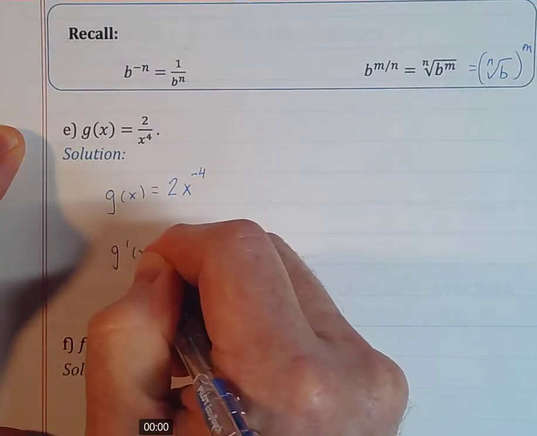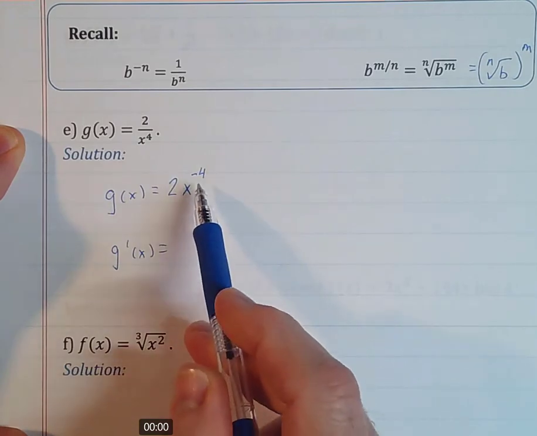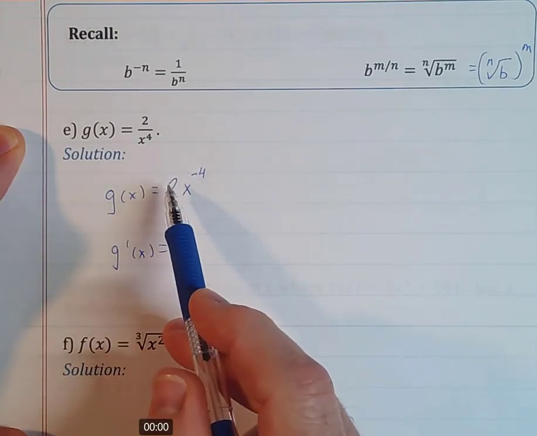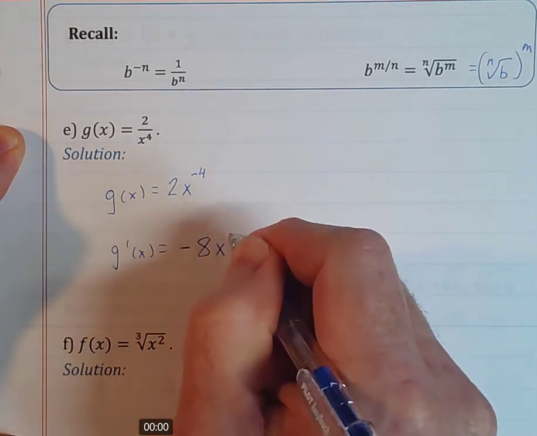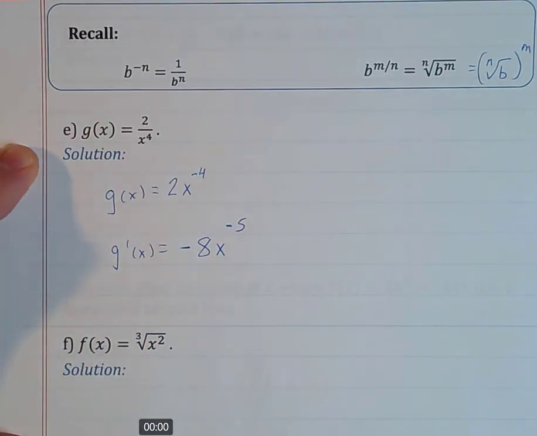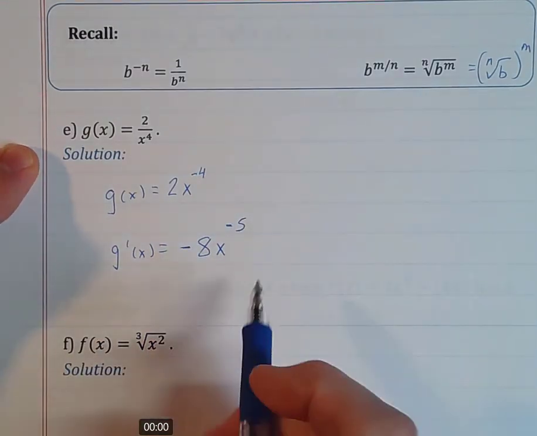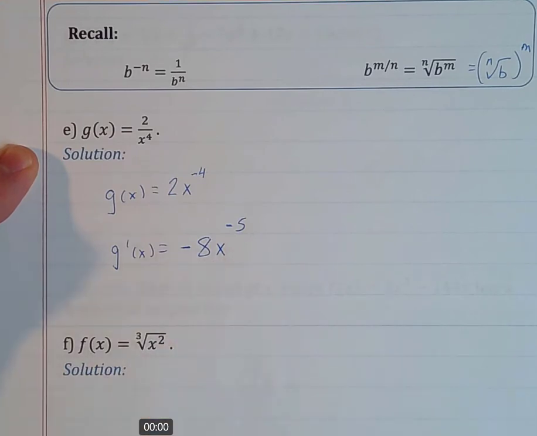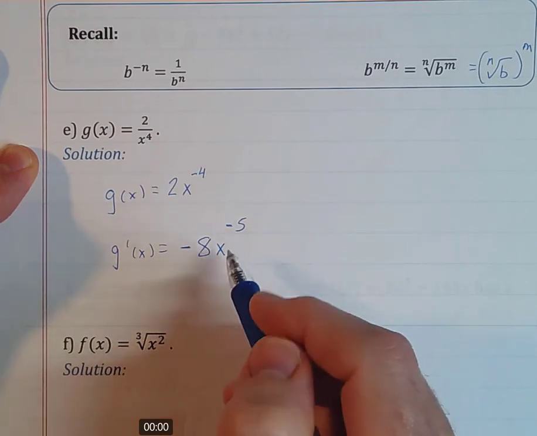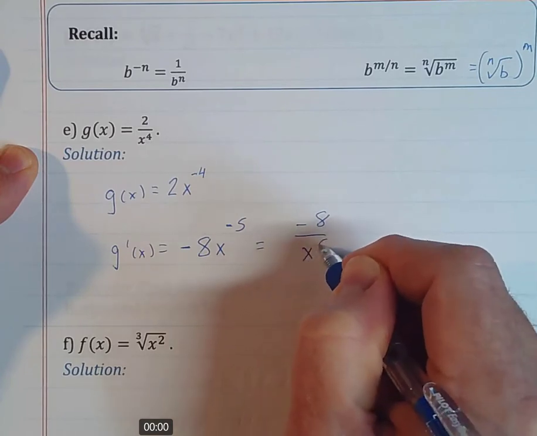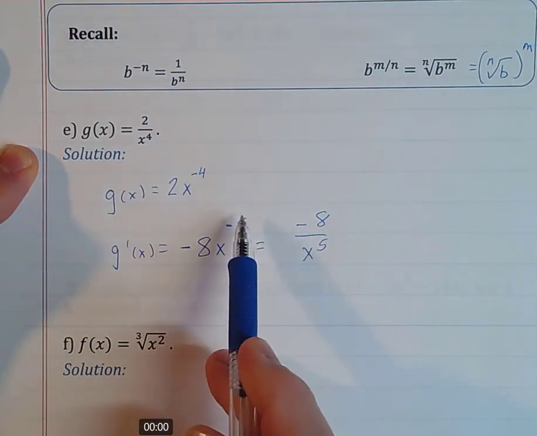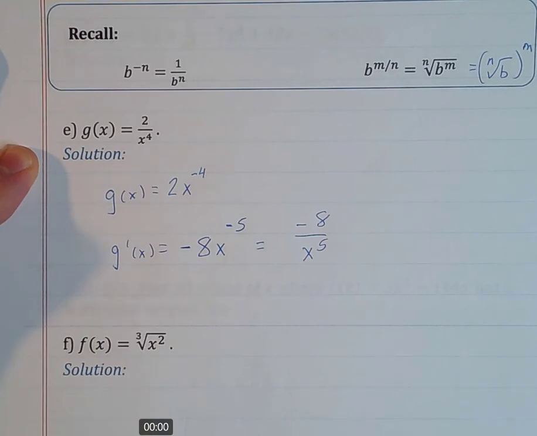I can find g prime of x is equal to, let's see, the power rule says to take the negative 4, bring it out in front. I'm going to go ahead and multiply by the 2 that's already out there. Subtract the exponent by 1, and I've got my derivative. Now there's nothing wrong with this derivative, but sometimes we need to be able to write these things in different ways. This could be written as negative 8 over x to the 5th, just by taking care of that negative exponent, bringing that downstairs. So just be aware that sometimes we'll write the derivative in different ways for different reasons.